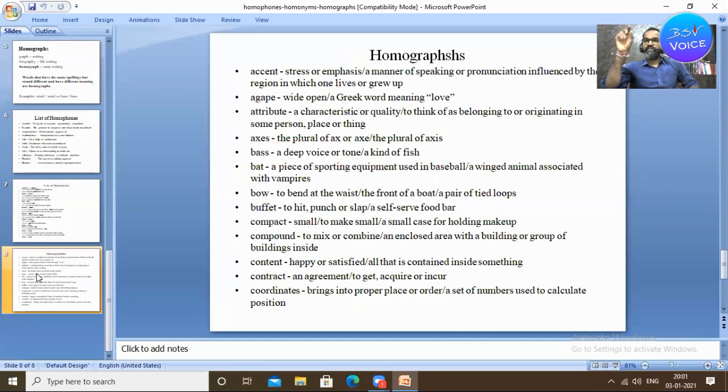Minute and minute. Minute means, as you know, 1 minute, 2 minutes, right? It shows the time. And minute means something very small to take care of, a small thing to understand. For the minute instant, the person left the place.